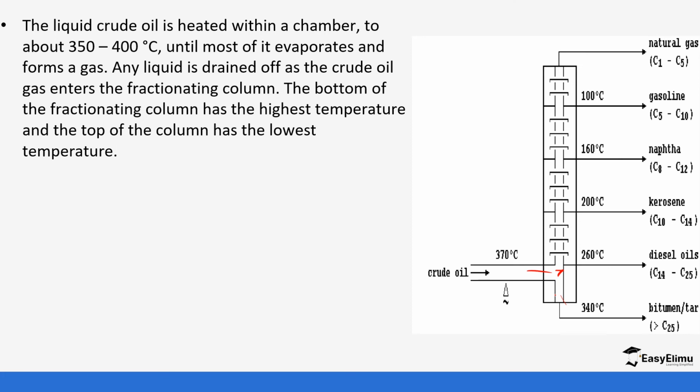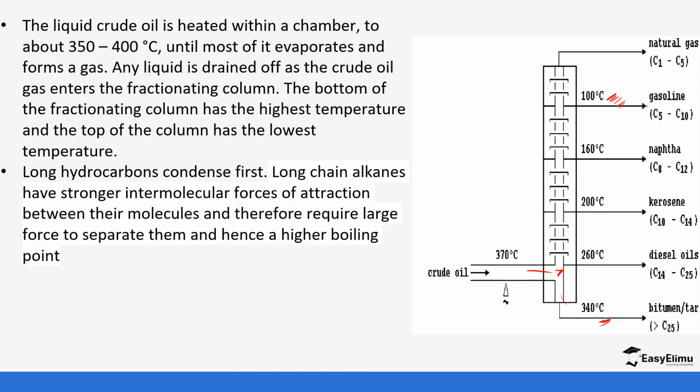At the bottom of the fractionating column, we have the highest temperatures, and at the top, we have the lowest temperatures, as you can see. So as you move up the fractional distillation chamber, the temperatures decrease gradually. The long chain hydrocarbons, as you can see, like butane, that has more than 25 carbons in its chain, usually condense fast because long chains have stronger intermolecular forces of attraction. It means they have a higher boiling point.